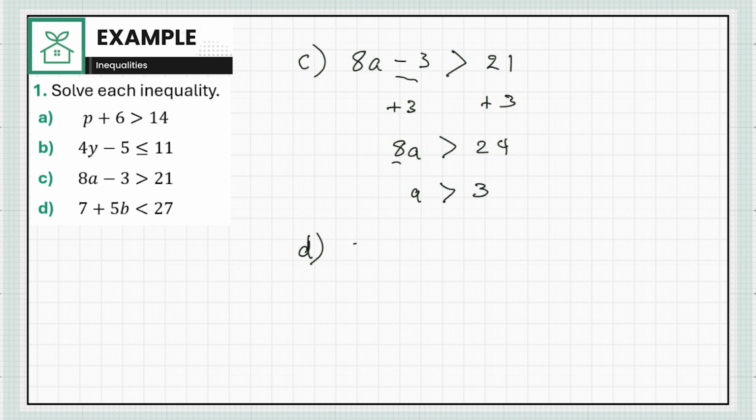Okay, lastly D, we have 7 plus 5b is less than 27. So let's take away 7 from both sides. And we're left with 5b is less than 20. Dividing both sides by the coefficient of b, we get b is less than 4.